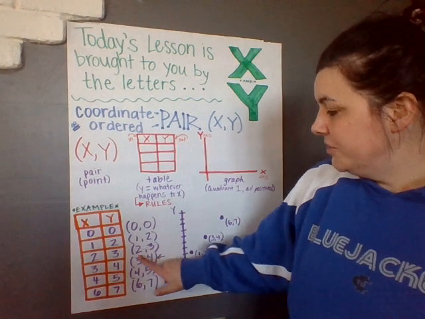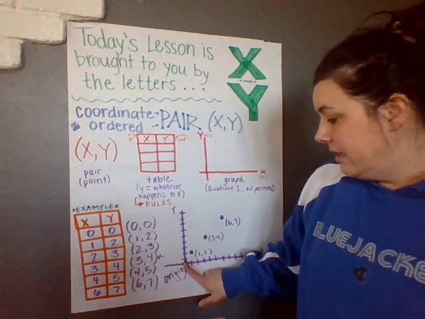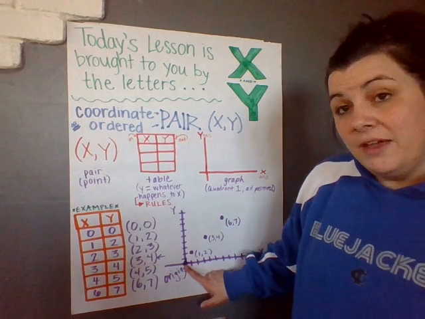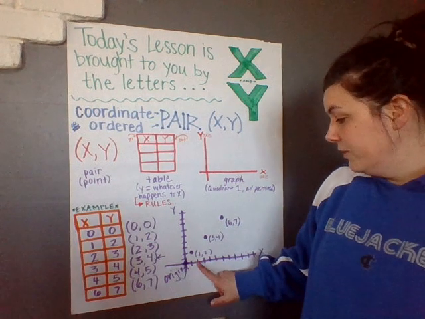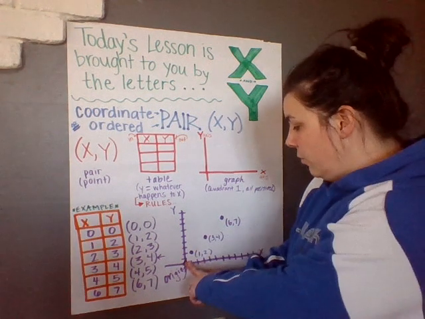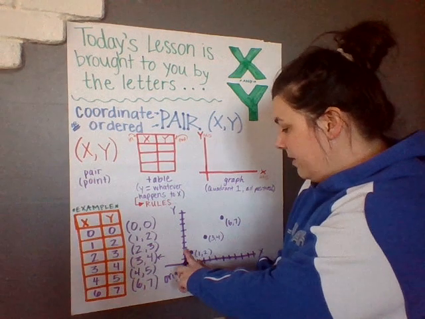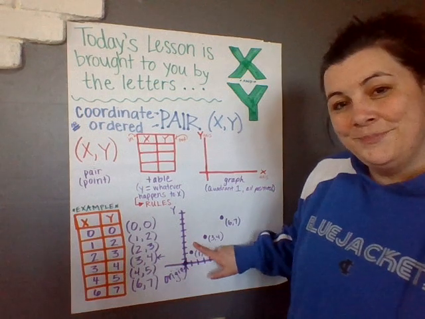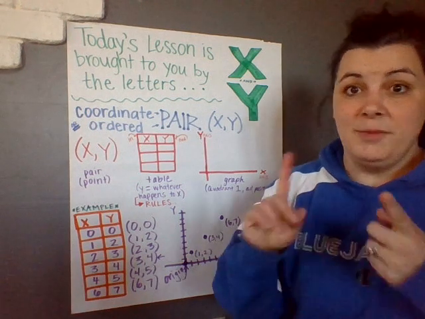If we're going to graph 2, 3, we start at the origin, that 0, 0, every time. We go over 2, up 3. So over on the X, up on the Y, where do they meet? Later in this week, you're going to be graphing.